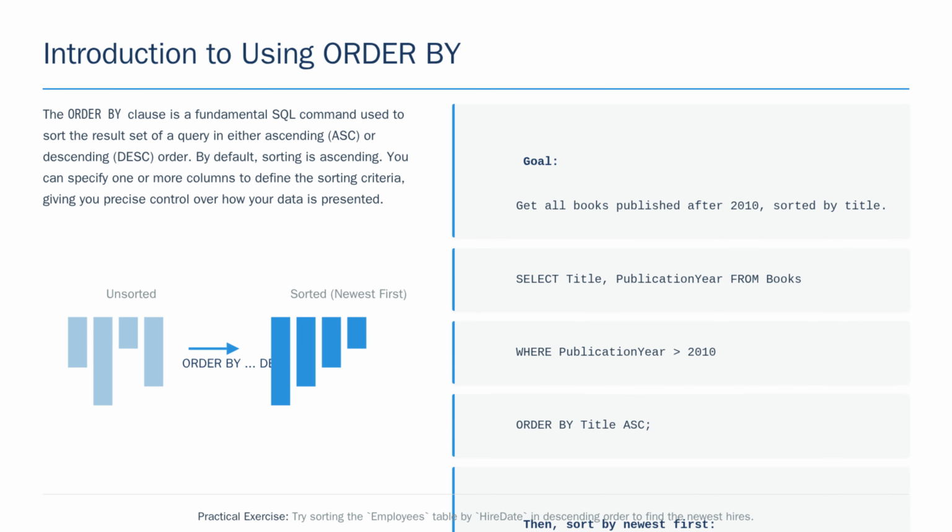Okay, let's take our query for books published after 2010 and sort the results. First, let's sort them by title alphabetically. We add ORDER BY title. Since ascending is the default, I don't need to type ASC. Now, let's sort them by publication year with the newest books first. We'll change it to ORDER BY publication year DESC. See how the results are now ordered from the most recent year downwards?